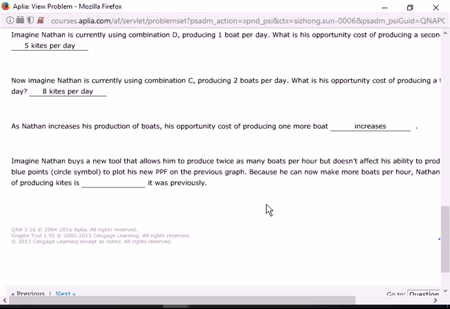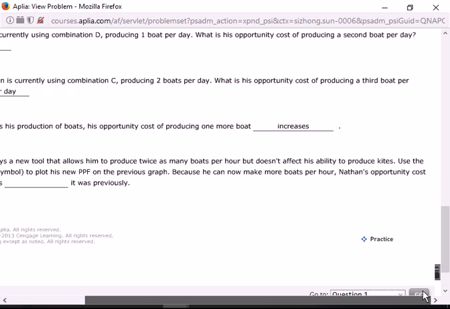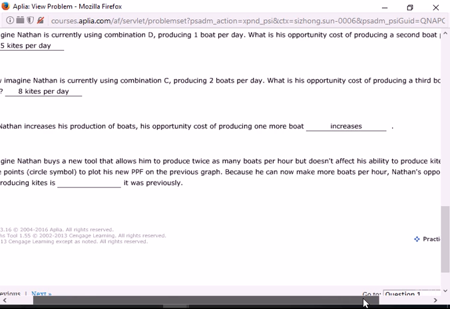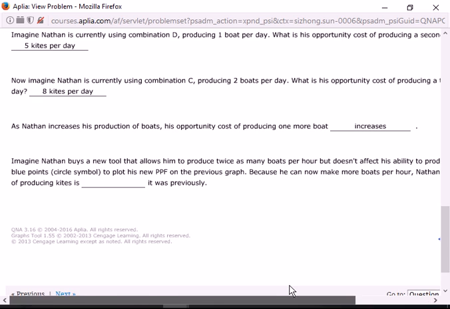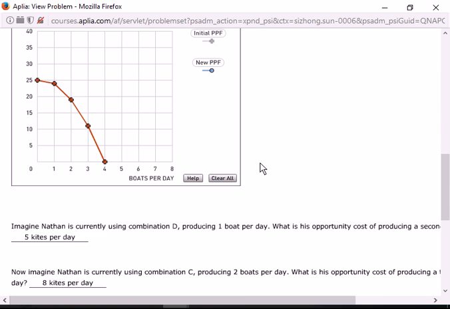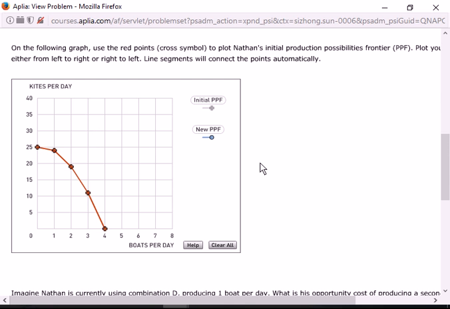Imagine Lansam buys a new boat tool that allows him to produce twice as many boats per hour, but doesn't affect his ability to produce kites. Use the blue point to plot the new PPF on the previous graph. Because he can make more boats per hour, Lansam's opportunity cost of kite is... Okay, let's do that first. Let's draw the new PPF.